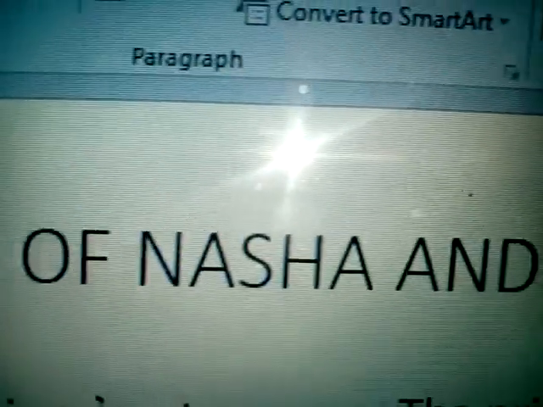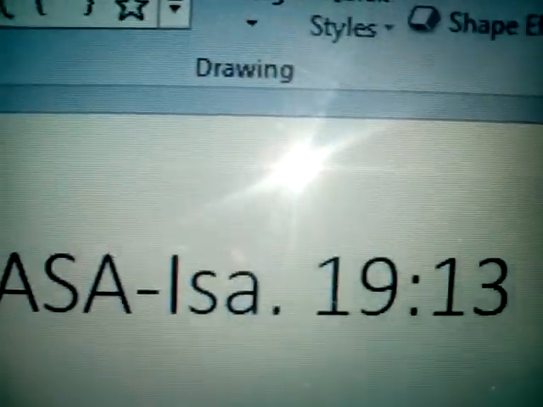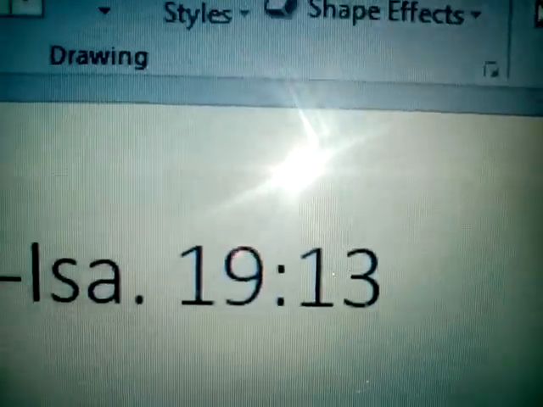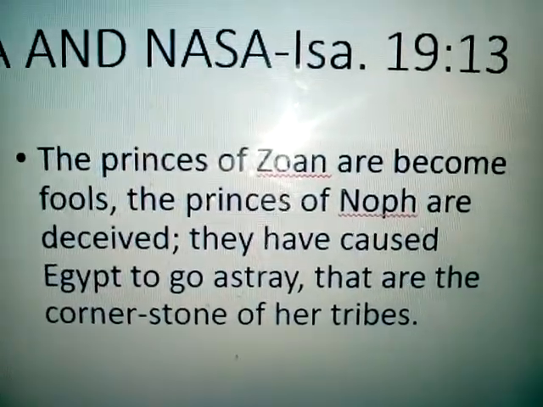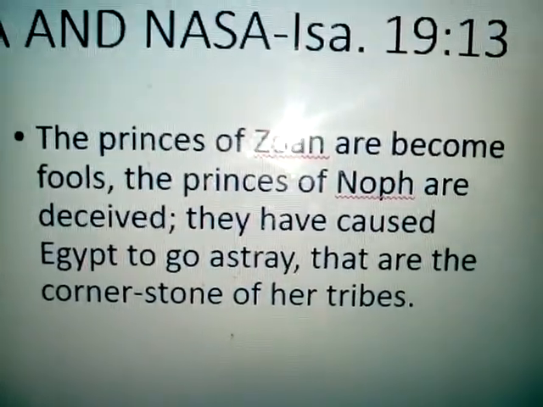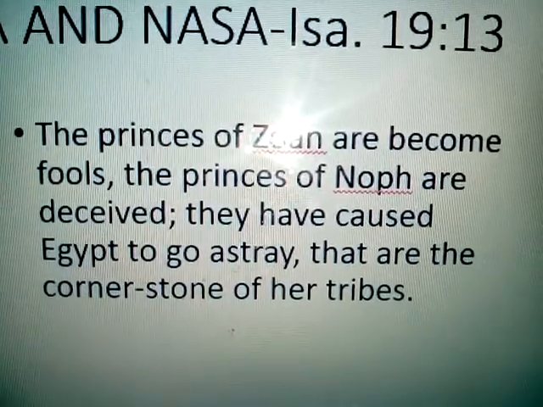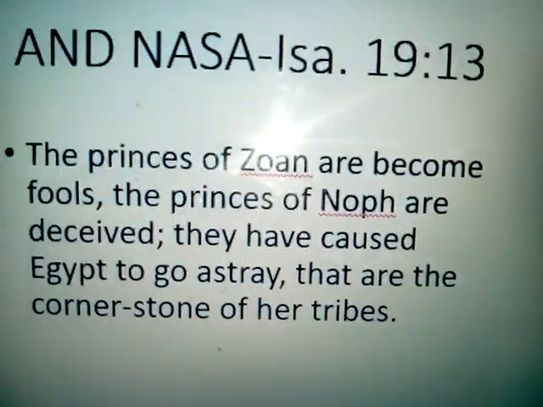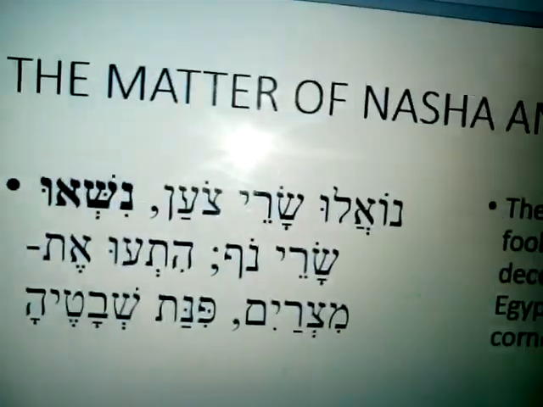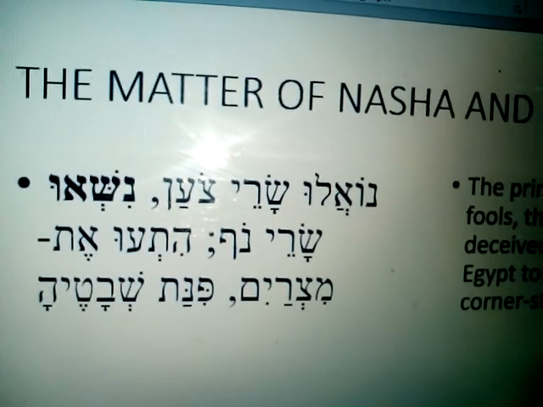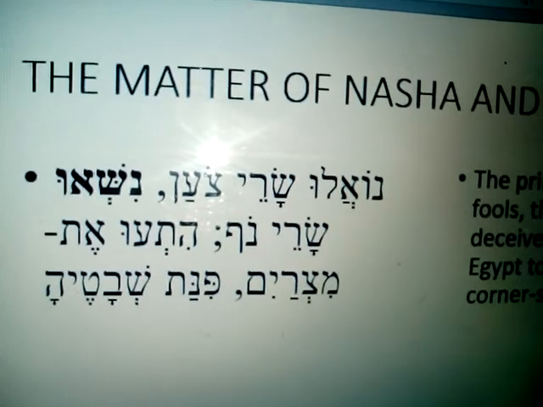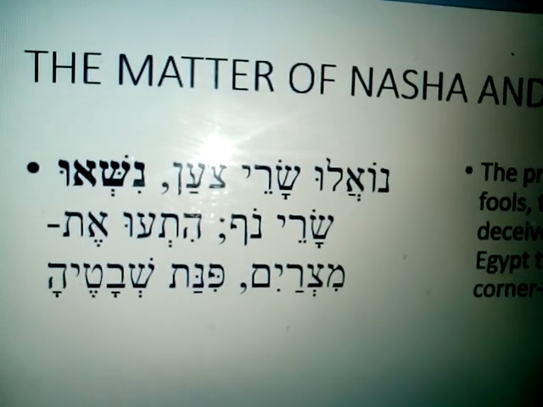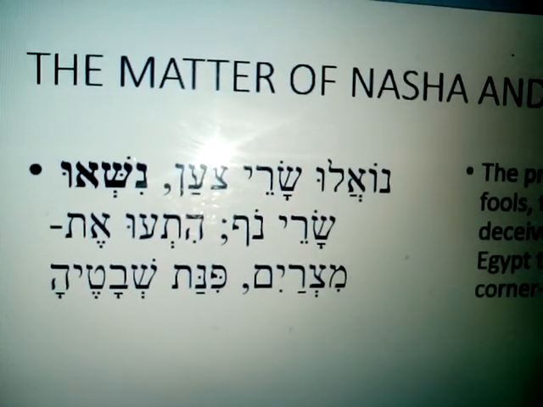The matter of Nasha and Nasa, Isaiah chapter 19, verse 13. The princes of Zoan are become fools. The princes of Noph are deceived. They have caused Egypt to go astray, that are the cornerstone of her tribes. Now, in the Hebrew, we read this: No'alu, Sarei Zoan, Nish'u, Sarei Noph, Hit'u et Mitzrayim, Penat Shebateha.